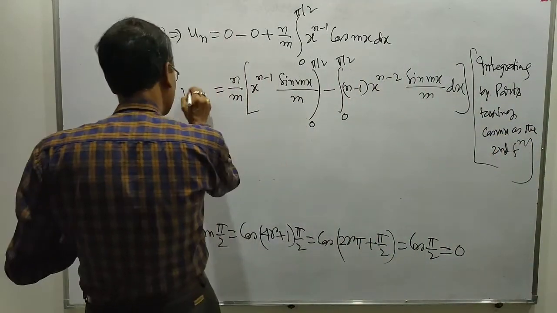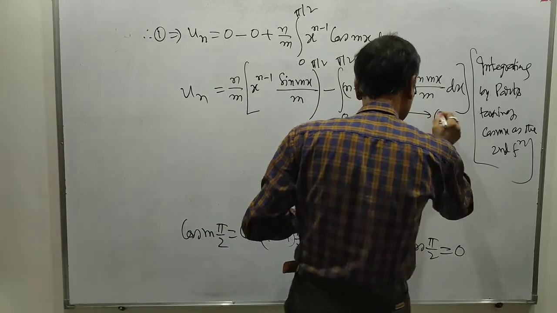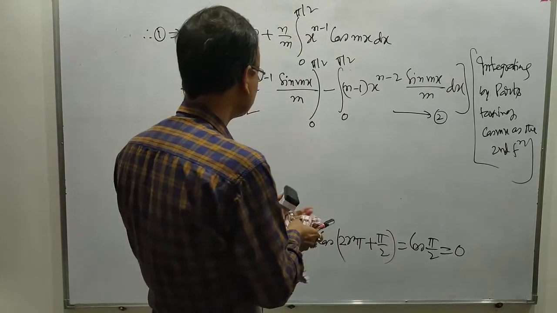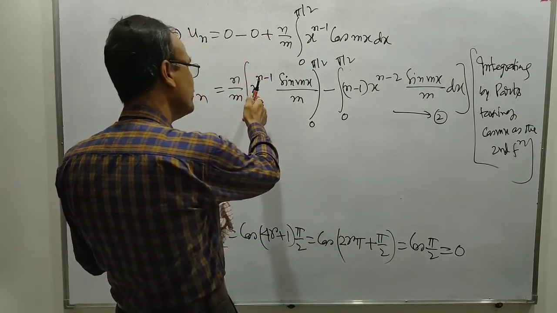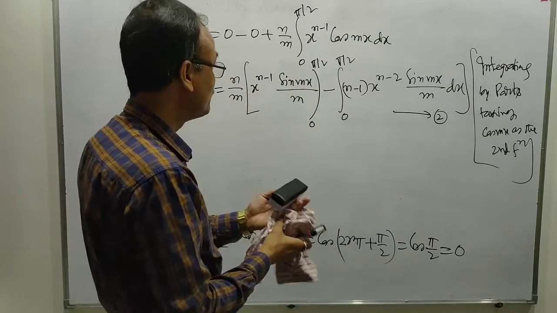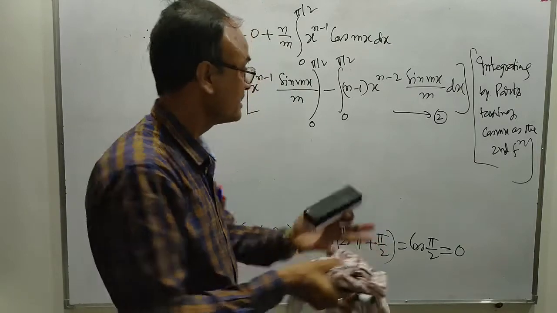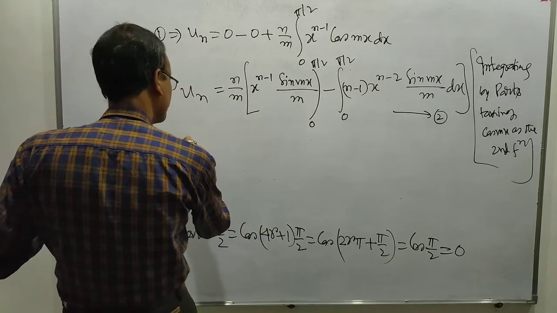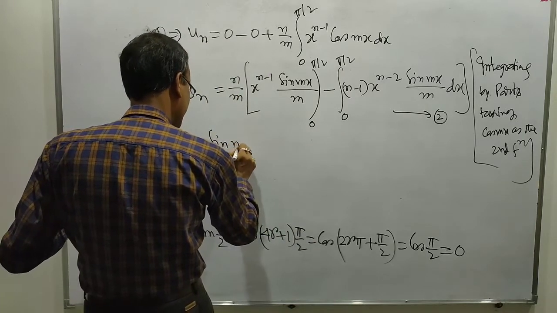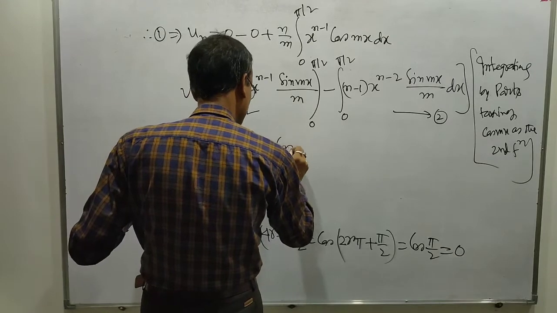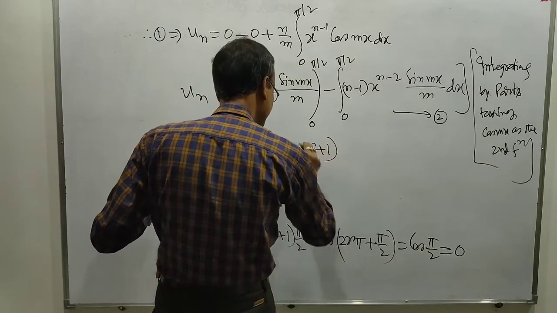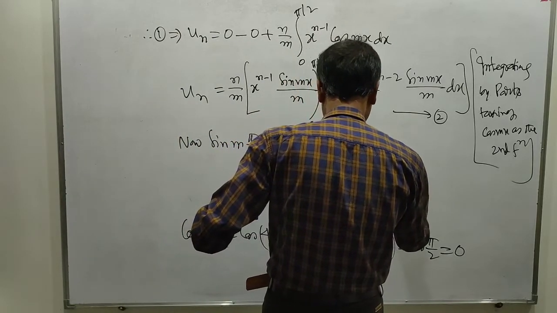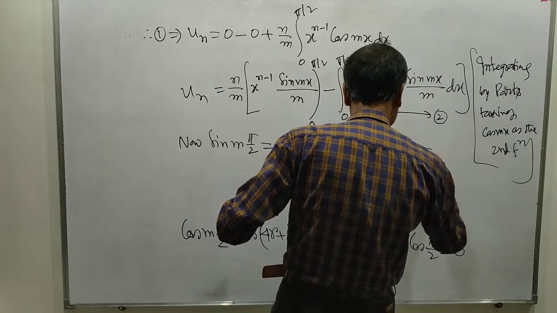Now, you write it here too. If you put 0, it will be 0. If you put pi by 2, what is the value of sin m pi by 2? Sin m pi by 2, since m is of the form 4r plus 1, is equal to sin of twice r pi plus pi by 2.